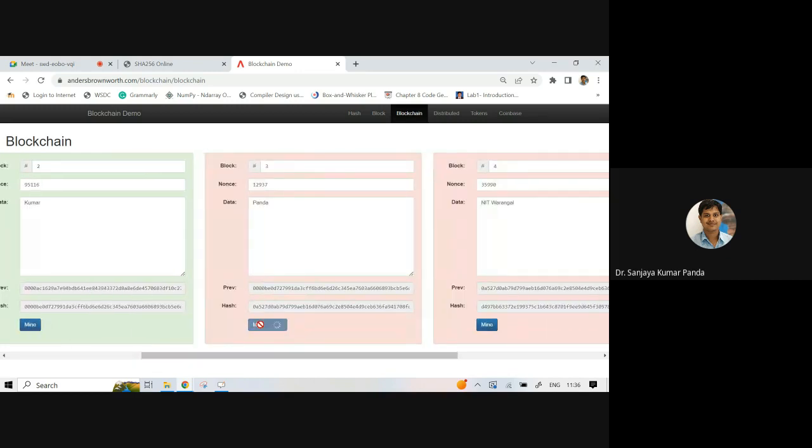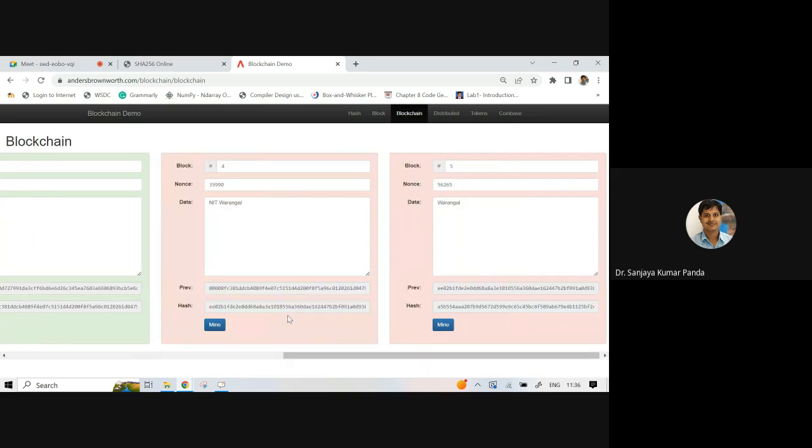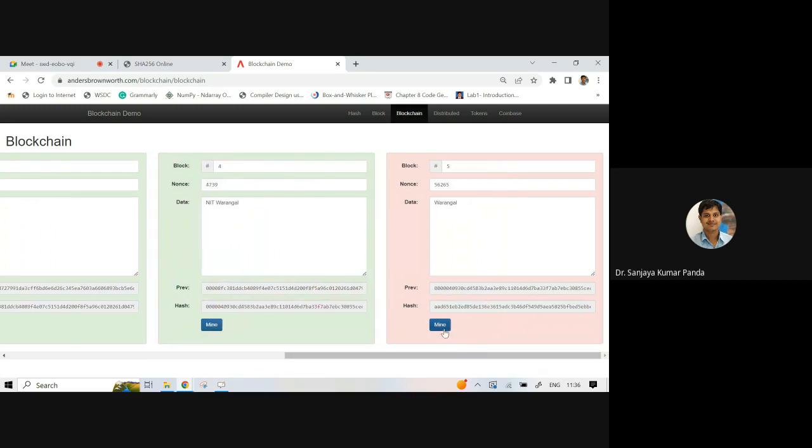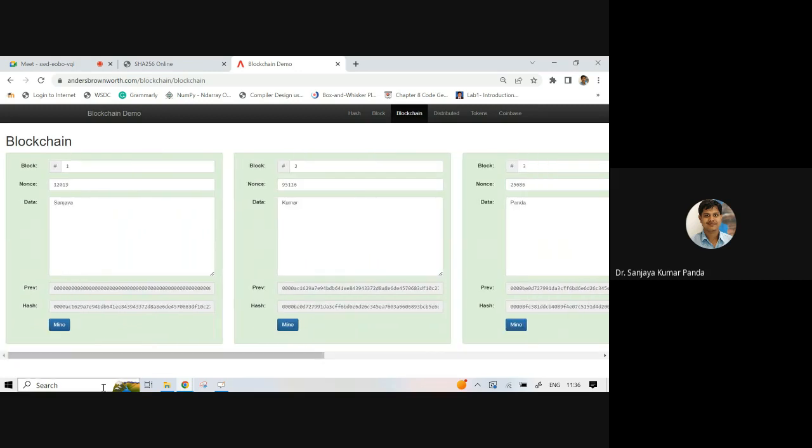Similarly, you can mine this one, then you can see the hash value is changed. Now you can also notice the hash value here. When you click mine, again the hash value is changed, and now all blocks are validated, right? So as much as you want, you can add, because the hash value is fixed. You write one word or you write 100 transactions.